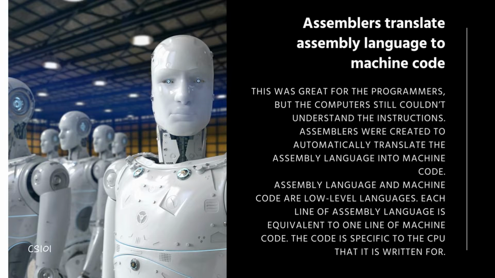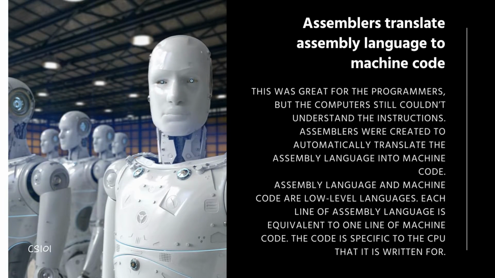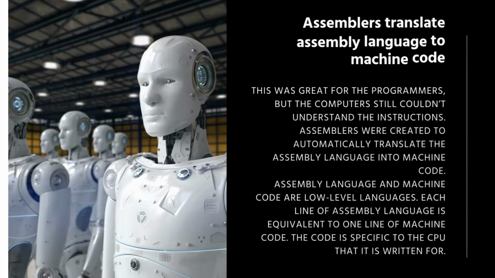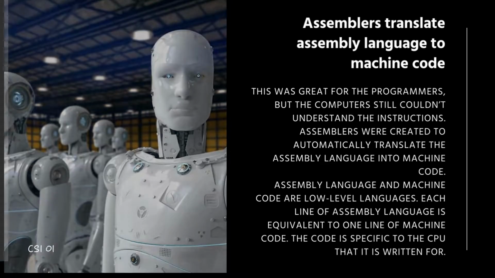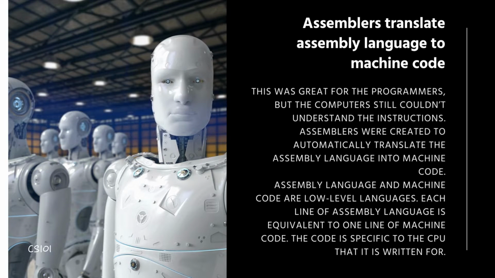This was great for the programmers, but the computers still couldn't understand the instructions. Assemblers were created to automatically translate the assembly language into machine code. Assembly language and machine code are low-level languages. Each line of assembly language is equivalent to one line of machine code. The code is specific to the CPU that it is written for.